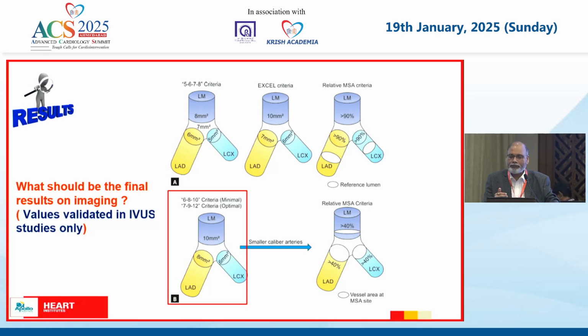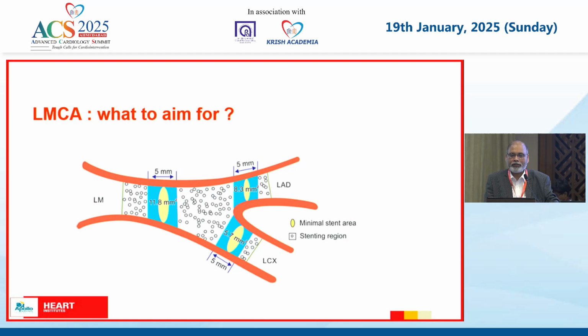But of course, the Indian population is a little smaller in size than the Western population, so we have to follow it. And the values are only validated by IVUS. It is not validated by OCT. So the take-home message is IVUS is for left main. These are the figures that we should attempt. What we should aim for, as I told, larger the better.